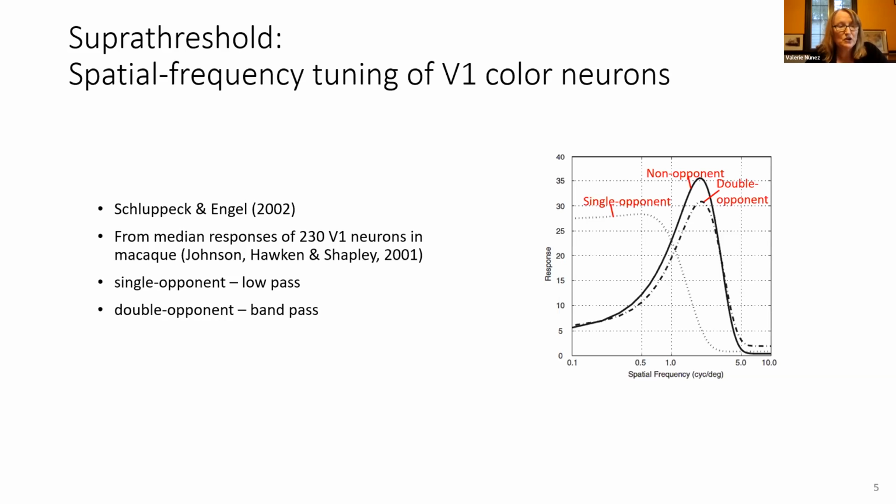However, this excludes contributions by double opponent neurons, although at higher spatial frequency, you can see that their responses are dominant. It also excludes research that points to the importance of edges, for example, Krauskopf's work with stabilized edges and filling in.